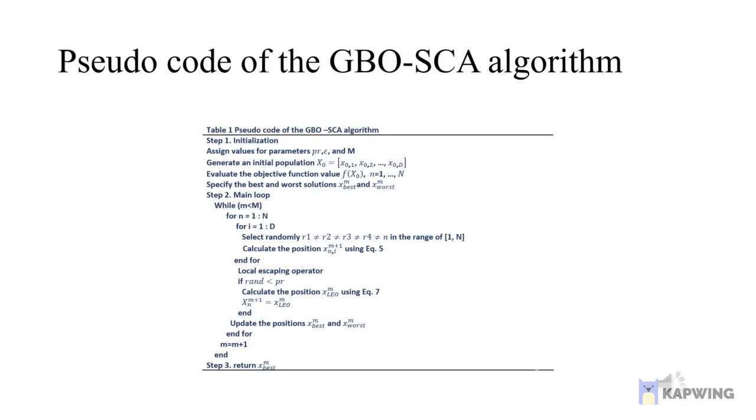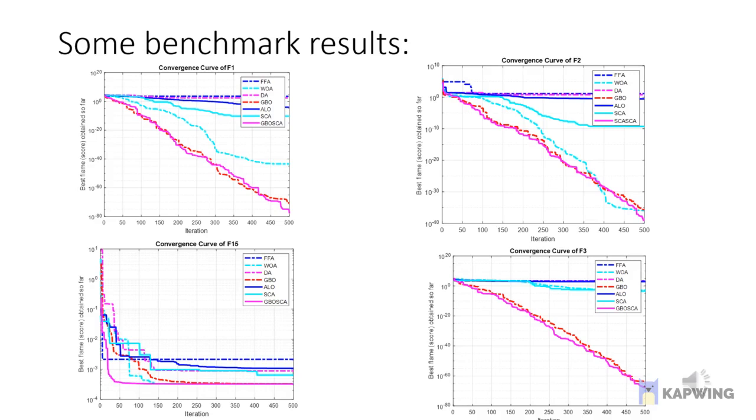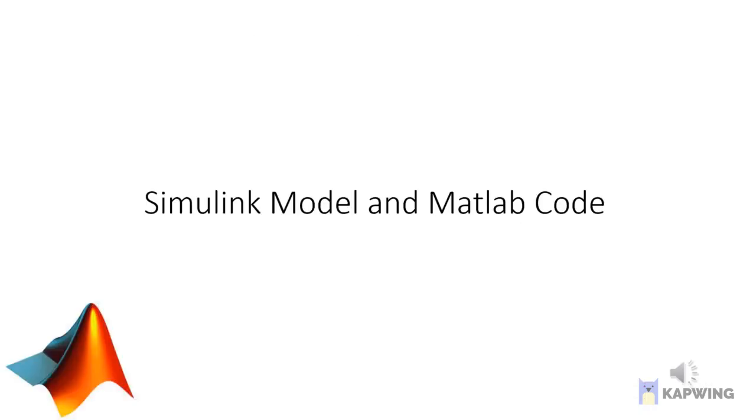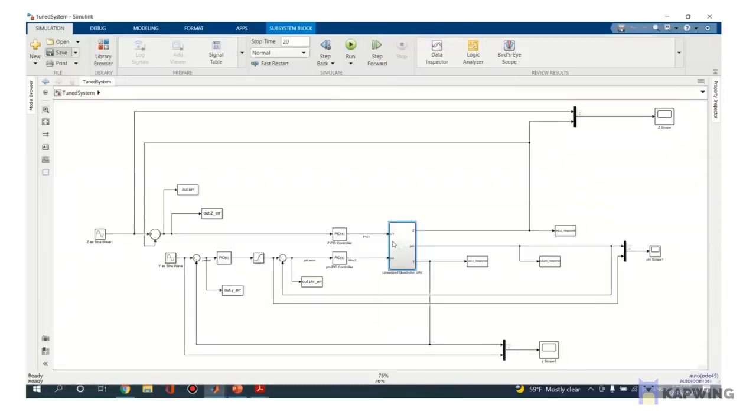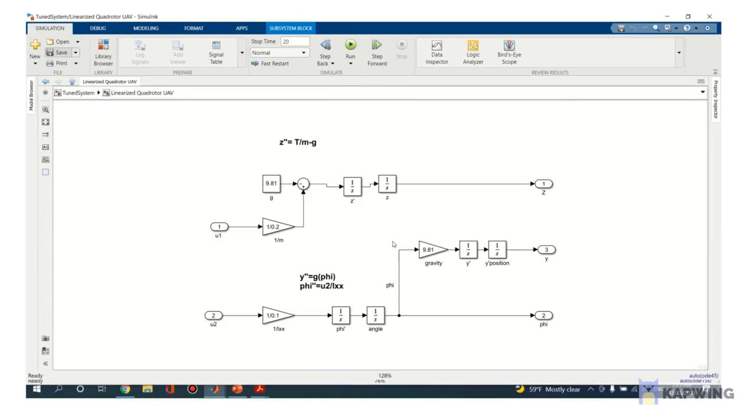In this slide, you can see the pseudocode of the proposed GBO-SCA algorithm. And here are some convergence curves for some benchmark functions. Finally, we will discover the Simulink model and MATLAB code. Here is the Simulink model. As we defined in our linearized system, we can find the z value from the double integration of z double dot.